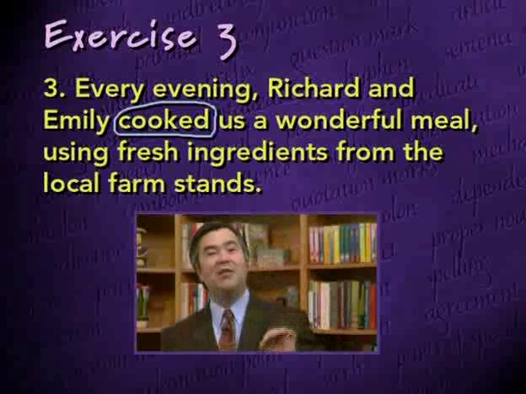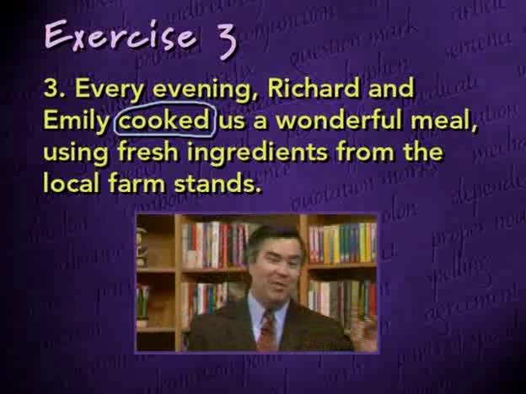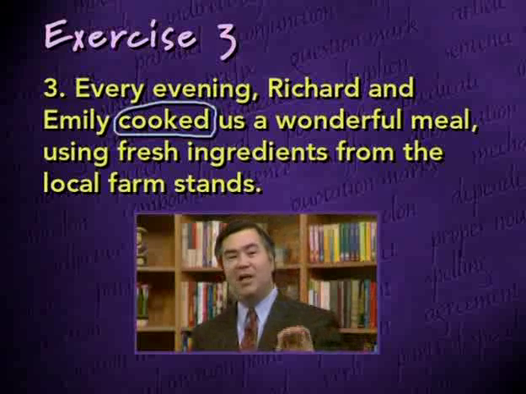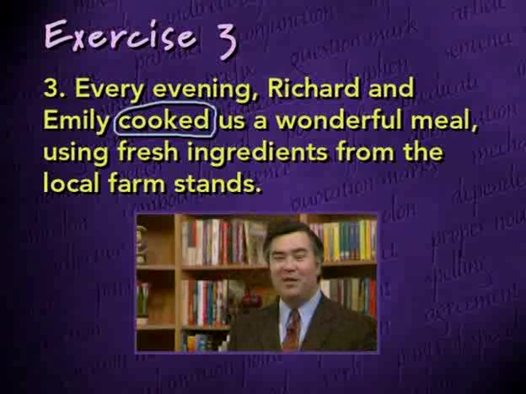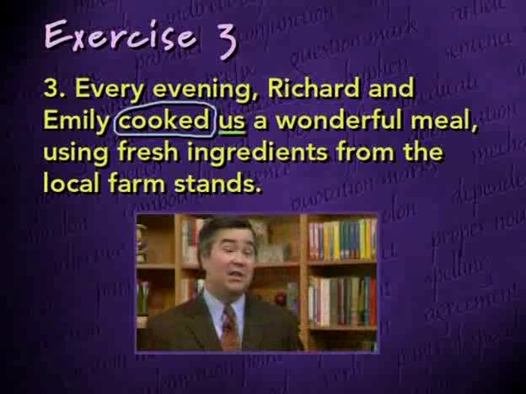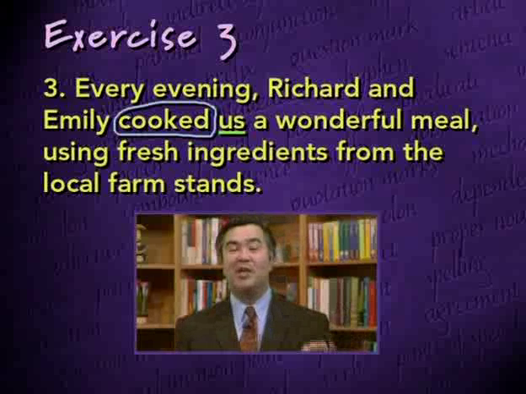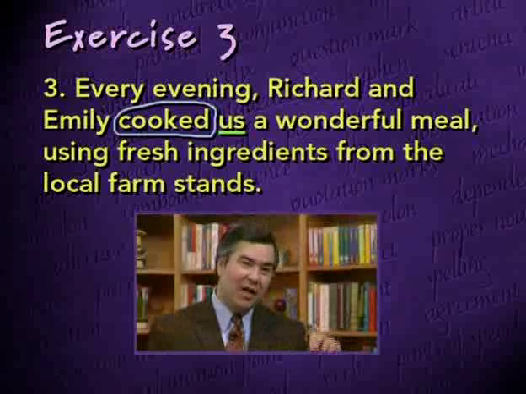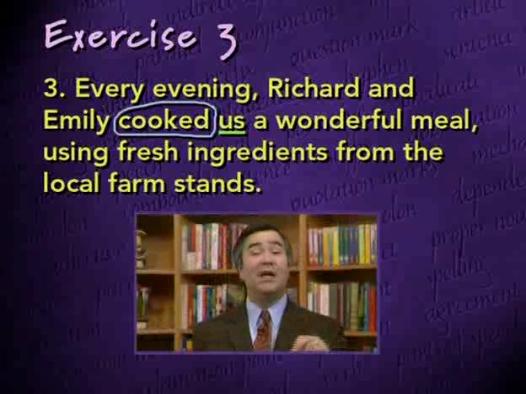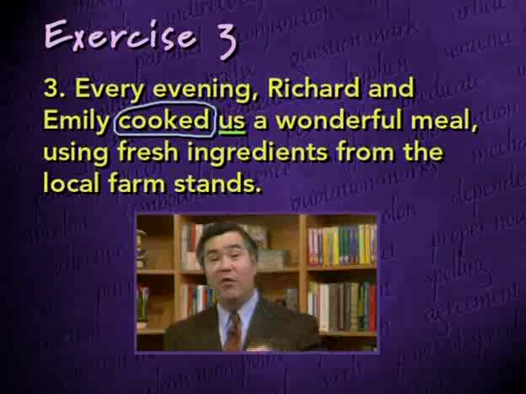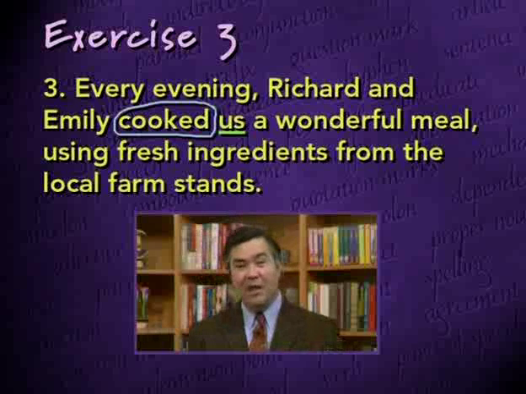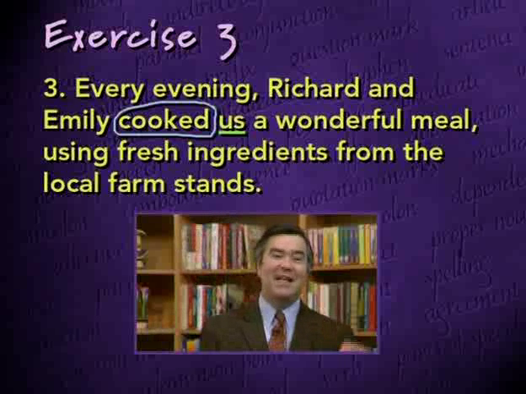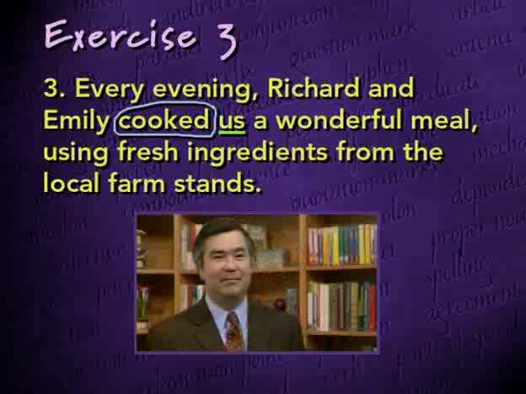Now, is there an indirect object, a word that appears between the verb and the direct object, which answers the question to what, to whom, for what, or for whom? Yes, the answer is us. The pronoun us answers the question for whom the wonderful meal was cooked. Lucky us. So us, that pronoun, is the indirect object. It answers the question for whom the meal was cooked, and it appears between the verb and the direct object. So us, that pronoun, is the indirect object in this sentence.